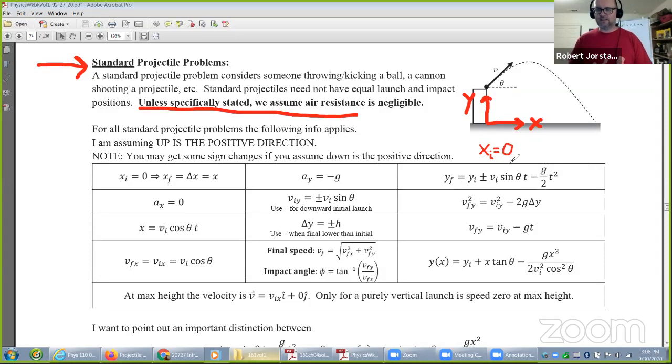Well, if X initial is equal to 0, delta X is the same thing as X final. And then why don't we just call all of those things just X? So rather than always having to write X initial, X initial, X initial, we're just going to assume the ball starts at X equals 0 and then just call X all the time. We're also going to assume the acceleration is 0 because gravity points straight down.